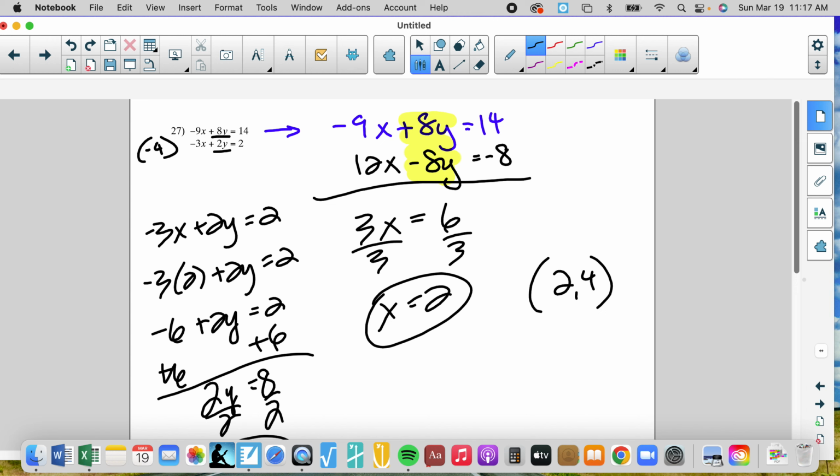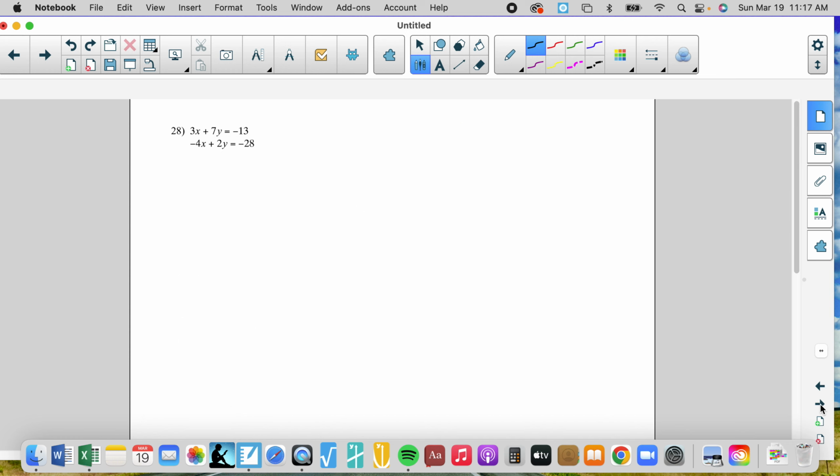Let's check it with the other one. Negative 9 times 2 is negative 18. 8 times 4 is 32. 32 and 18, the difference gives me 14. 3 minus 1, I had to borrow from the 3 to make 2 minus 1, which is 1. So that worked. We are on number 28.